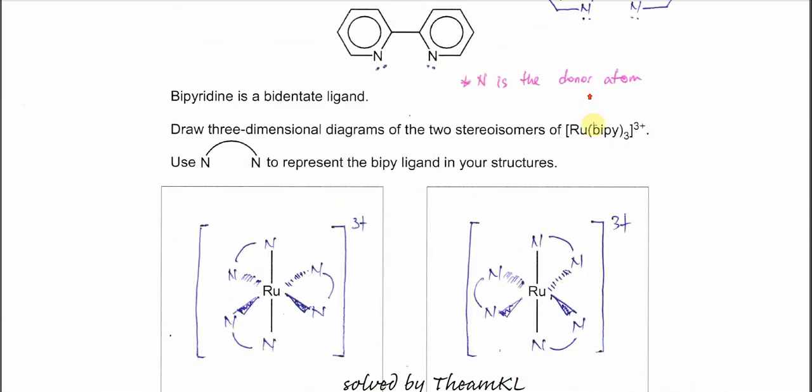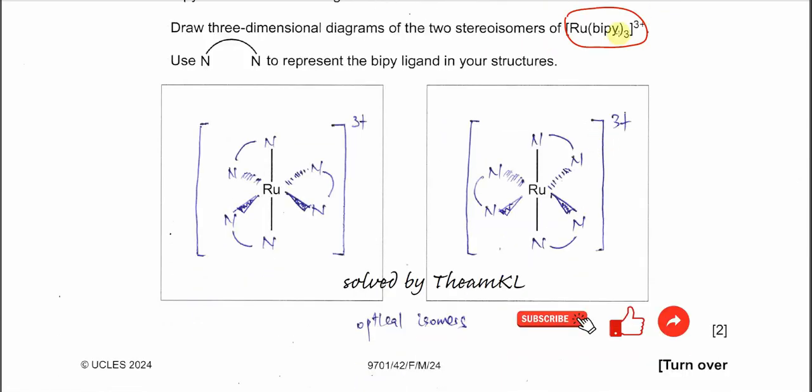So for this complex ion, the ruthenium with 3 bidentate ligands will form optical isomers. Whenever you see a bidentate ligand with a metal cation, it will form a pair of stereoisomers we call optical isomers. What you need to do is draw the octahedral complex, because bidentate ligand times 3 means the coordination number is 6. A coordination number of 6 means it will form 6 dative bonds between these ligands and the metal cation.